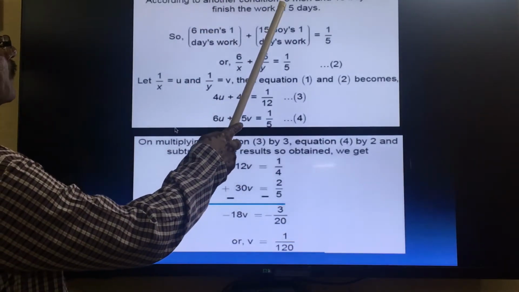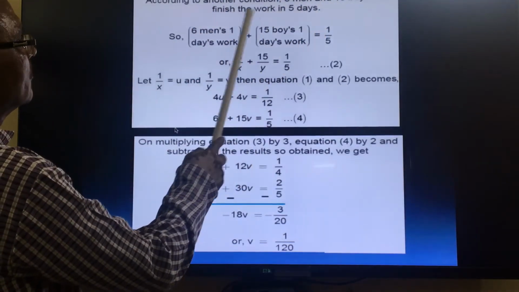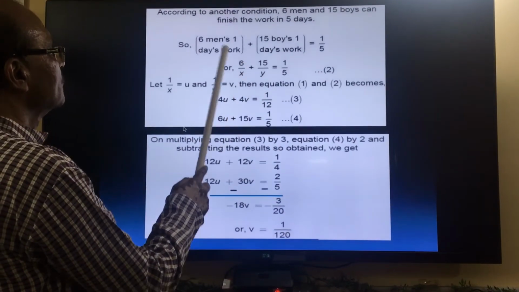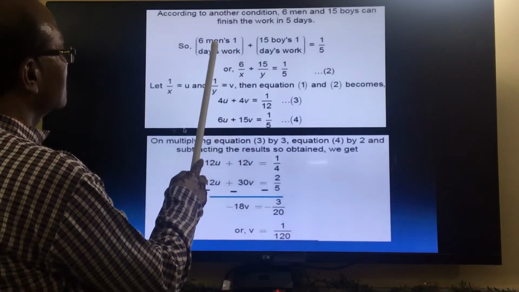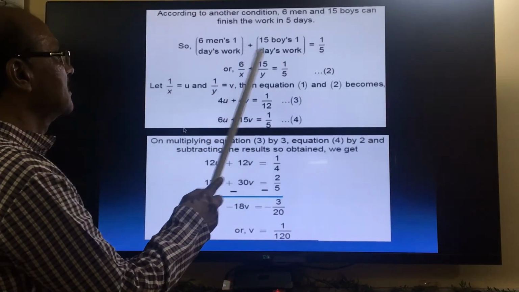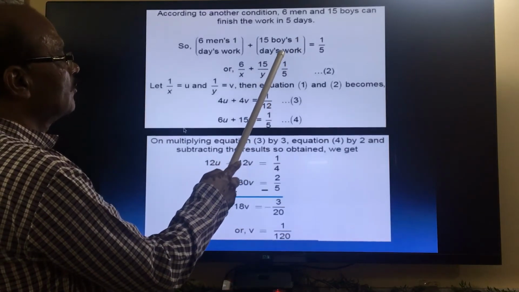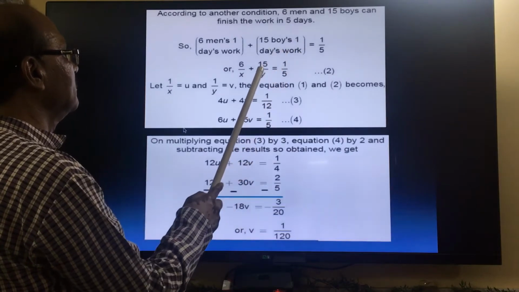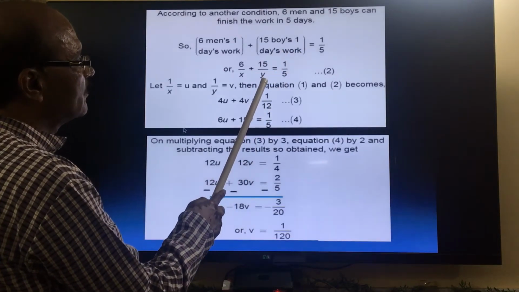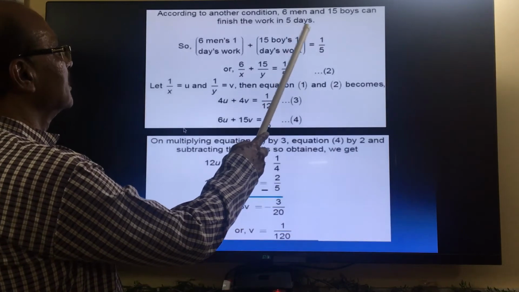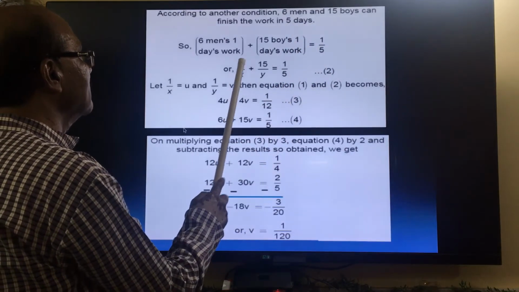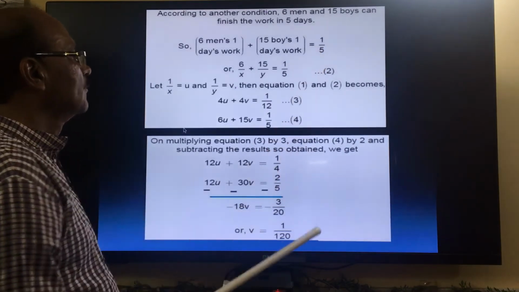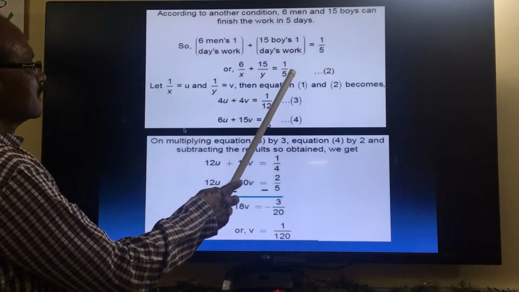According to the second condition, 6 men and 15 boys can finish the work in 5 days. So 6 men's 1 day's work: 1 day's work was 1 upon X for 1 man, so for 6 men, 6 into 1 upon X, so 6 by X. And 1 day's work of a boy was 1 upon Y. Here 15 boys are doing the work, so 1 day's work of 15 boys will be 15 into 1 upon Y. That will give us 15 upon Y. And they were completing the work in 5 days. So 1 day's work of 6 men and 15 boys together will be less, so it will be 1 upon 5. So now this is the second equation.